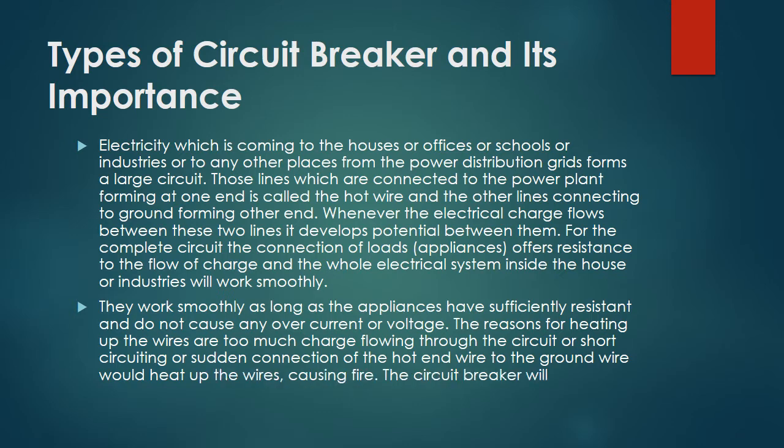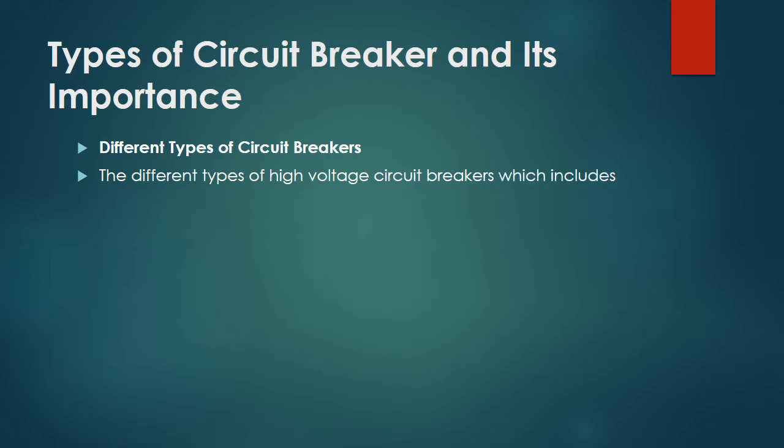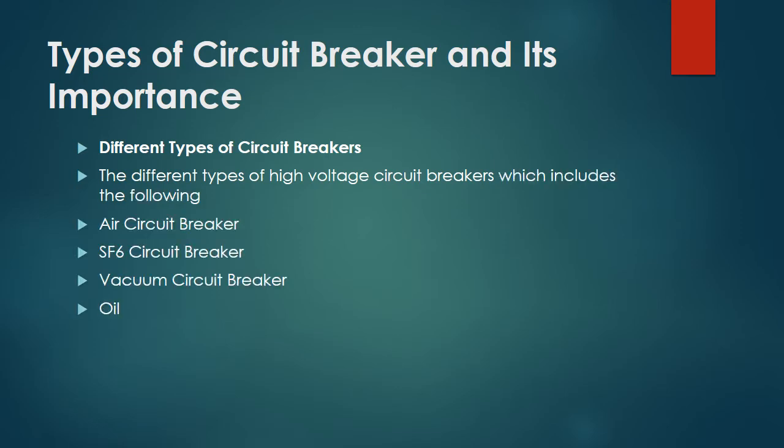Different types of circuit breakers. The different types of high-voltage circuit breakers include the following: air circuit breaker, SF6 circuit breaker, vacuum circuit breaker, and oil circuit breaker.